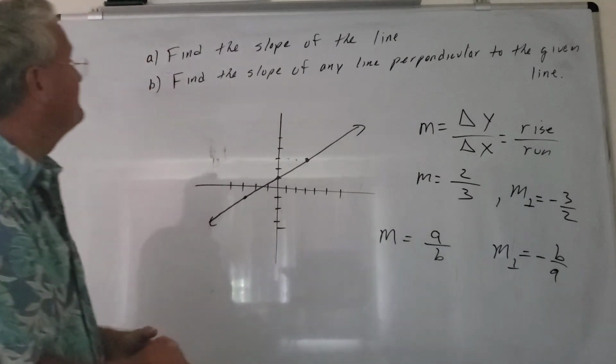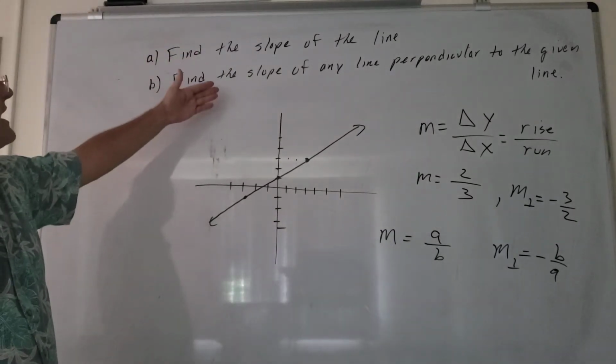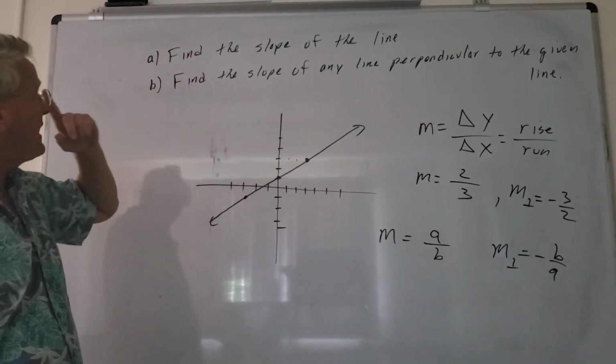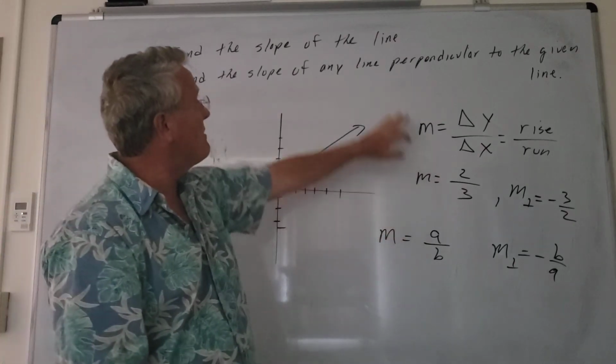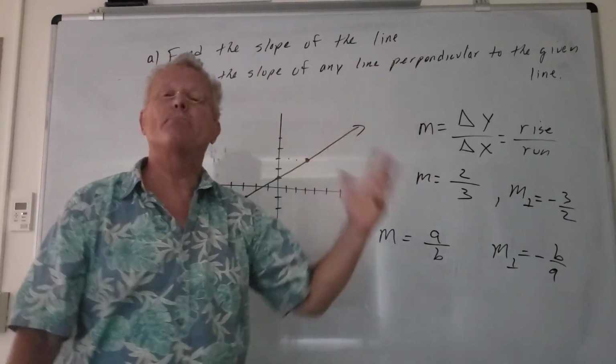So that's the idea of finding the slope given a graph. And once you find the slope, what's the slope of any line perpendicular?